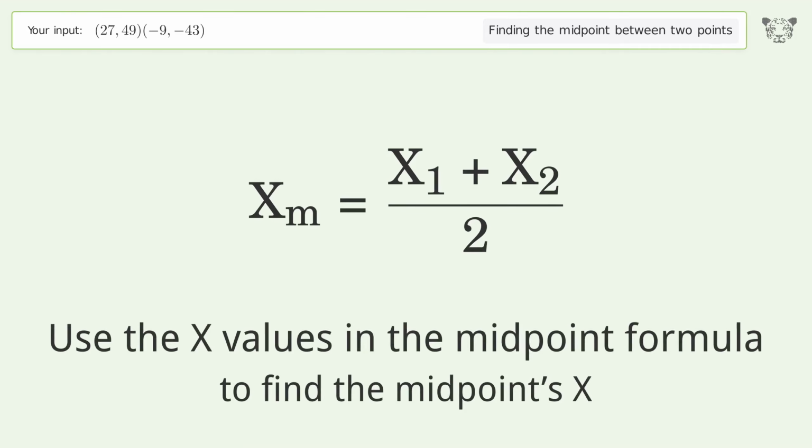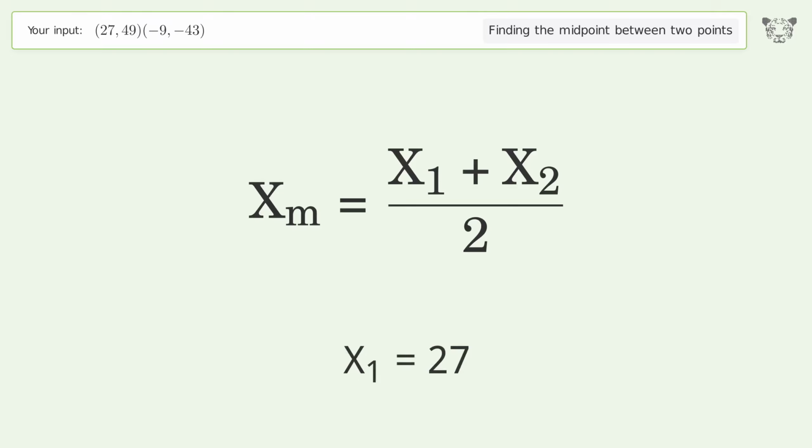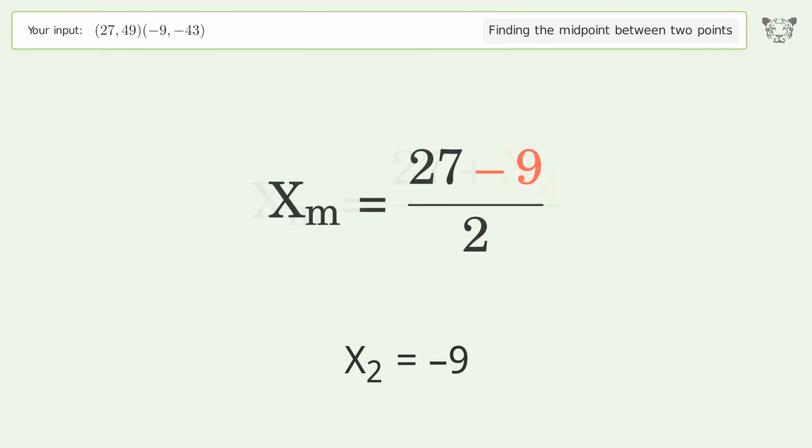Use the x values in the midpoint formula to find the midpoint's x. x1 equals 27. x2 equals -9. Simplify the arithmetic.